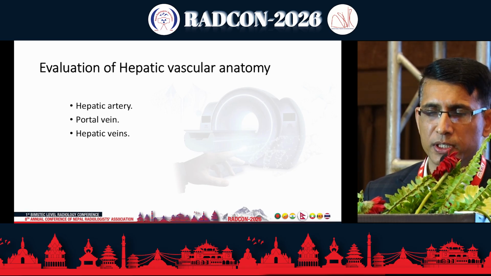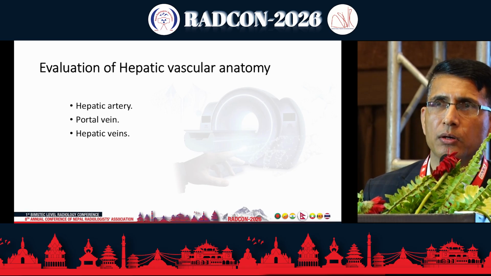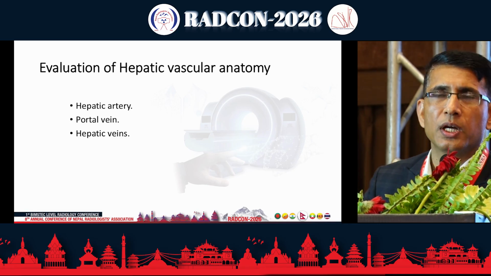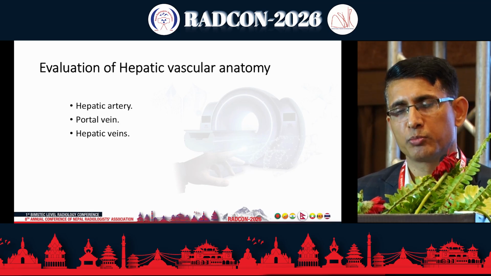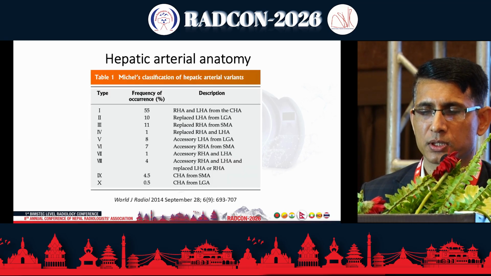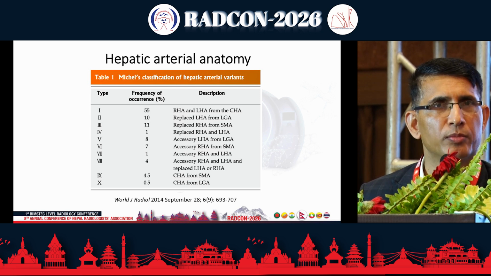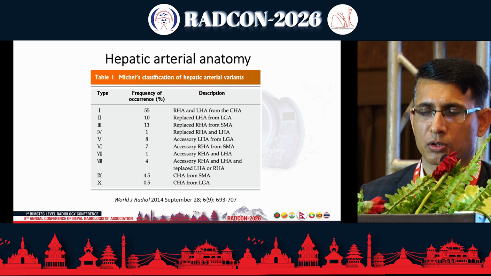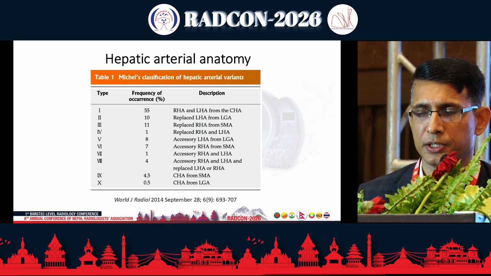So this is the schematic diagram of the same. While evaluating the arteries, we have to get good MIP, maximum intensity projections of the arteries. These are the axial and coronal planes, and this is the 3D VRT image of the hepatic arteries. The common hepatic artery arises from the celiac axis and divides into the right and left hepatic artery.